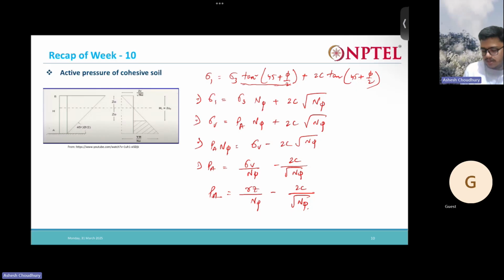Initially, when z is 0, you have minus twice c by root over N phi as the thrust. Then you have a point where the thrust is 0, and then the thrust becomes positive. Sometimes the question is asked to find the depth at which the thrust is 0. So this is the depth. HC is also known as the depth of tension cracks.